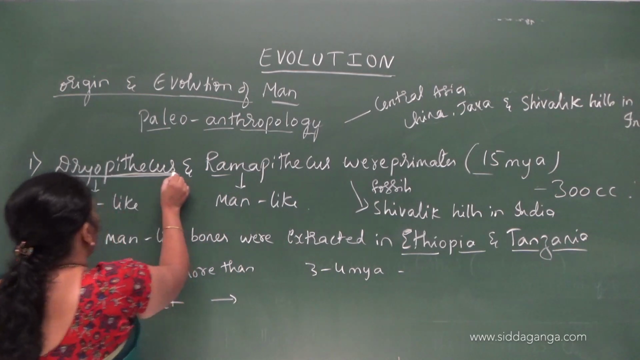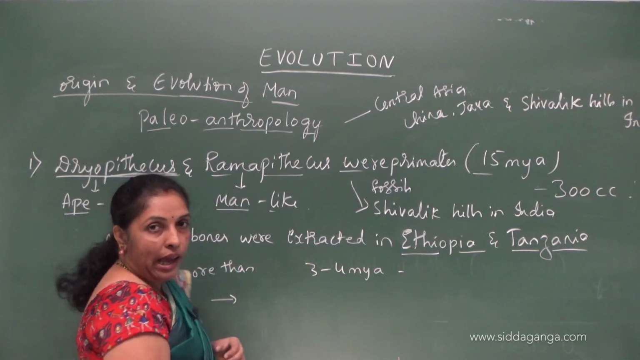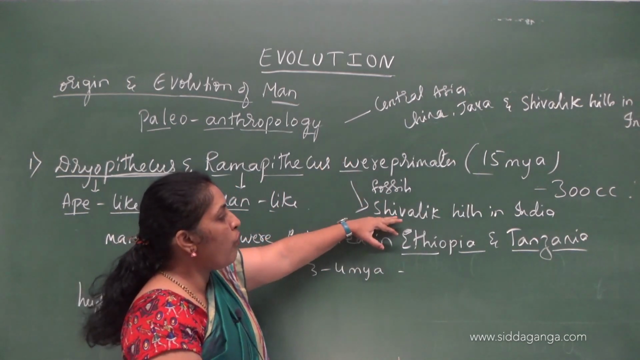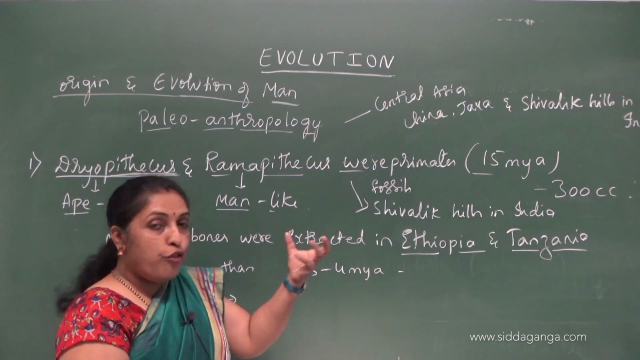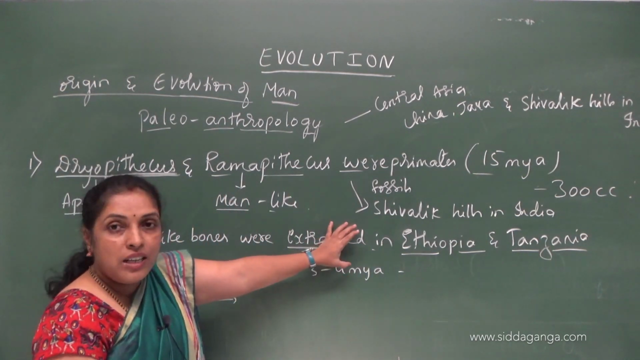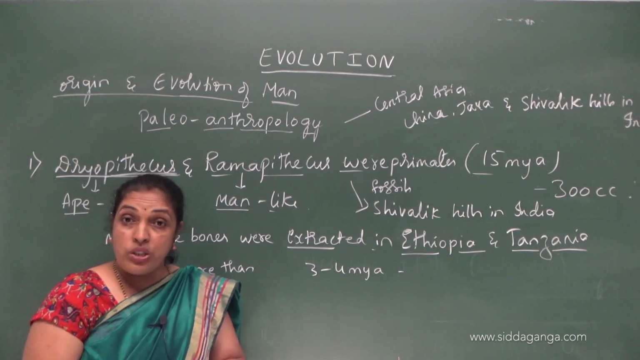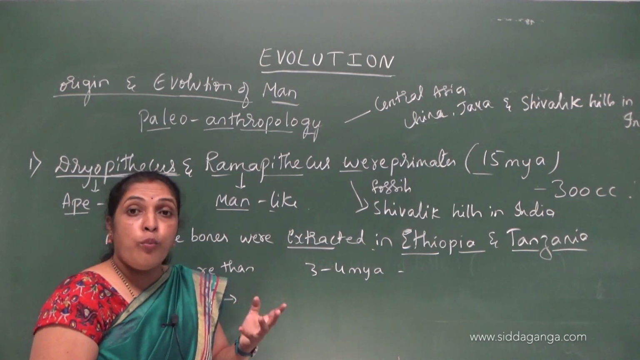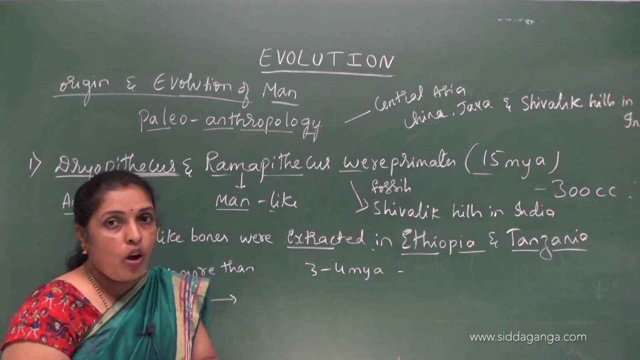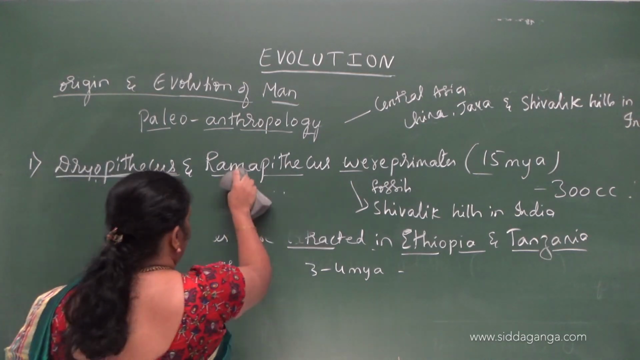So Dryopithecus resemble more ape-like, Ramapithecus resemble more man-like. They were primates who lived 15 million years ago, and fossils of Ramapithecus were found in Shivalik Hills in India, and few man-like bones were found in Ethiopia and Tanzania. These evidences tell that nearly 3 to 4 million years ago, man-like primates walked in Eastern Africa, and their height was not more than 4 feet. They are not taller than 4 feet, but they walk erect. Understood? This is about Dryopithecus and Ramapithecus.